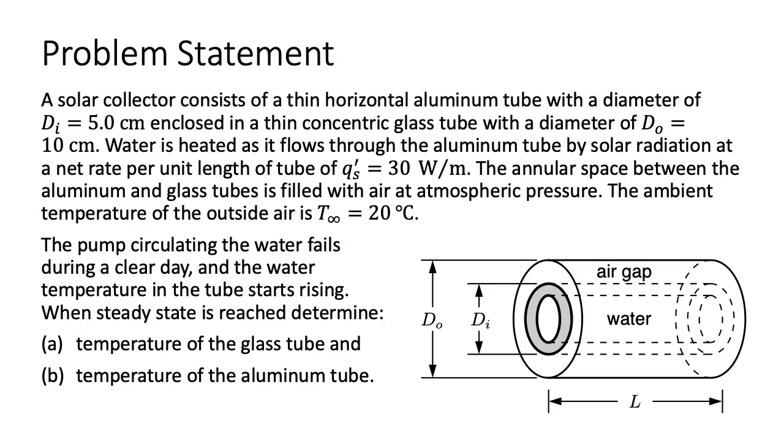The annular space between the aluminum and glass tubes is filled with air at atmospheric pressure. The ambient temperature of the outside air is 20 degrees Celsius. The pump circulating the water fails during a clear day, and the water temperature in the tube starts rising. When steady state is reached, determine the temperature of the glass tube for part A and the temperature of the aluminum tube for part B.